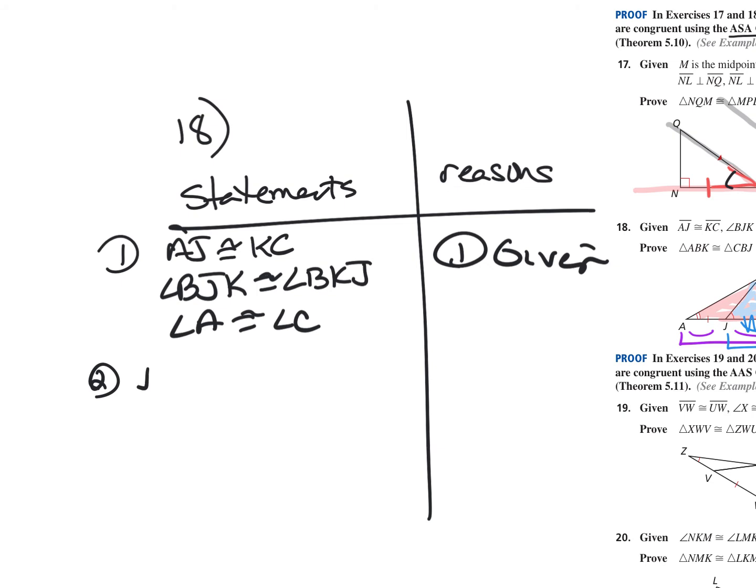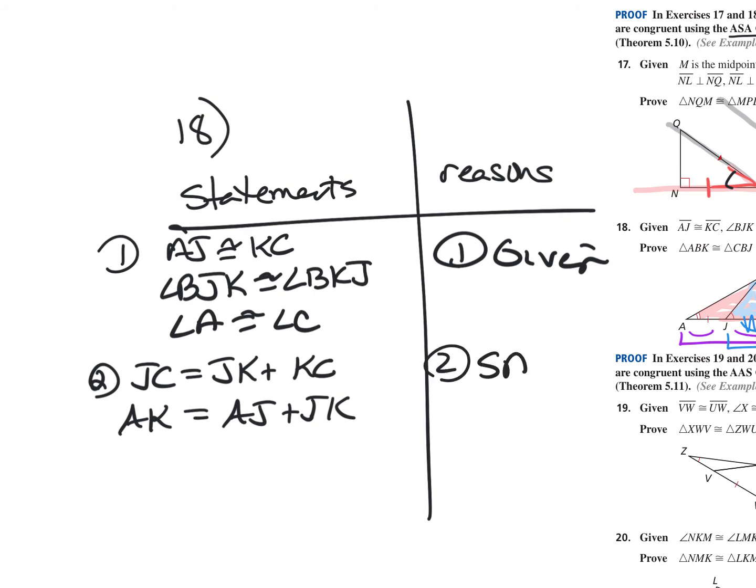So again, I'm going to say that JC is made up of adding JK plus KC. And then AK is made up of AJ plus JK. And this is your segment addition postulate. Next, what I'm going to do is work with this statement right here. And I'm going to do a substitution. And since AJ up here equals KC, I'm going to take out AJ and I'm going to put in KC.